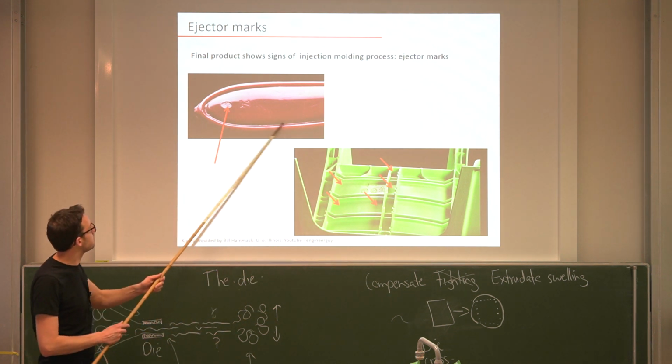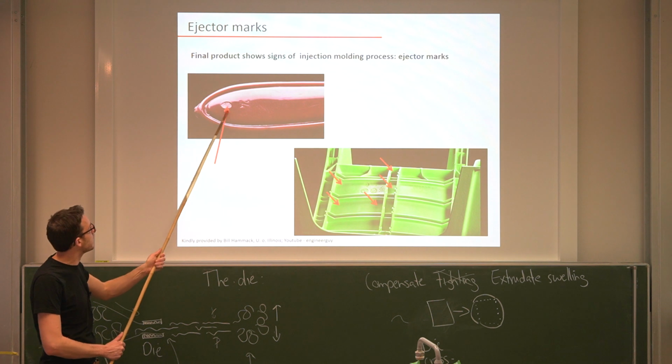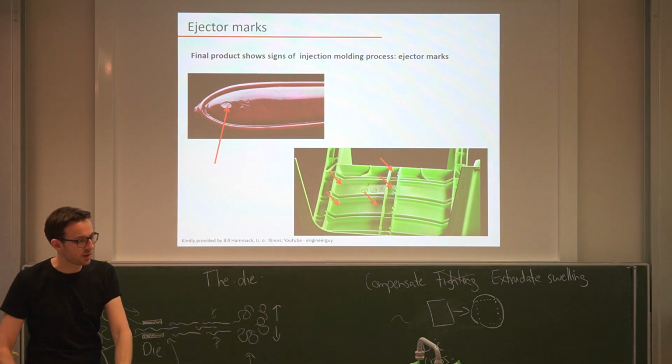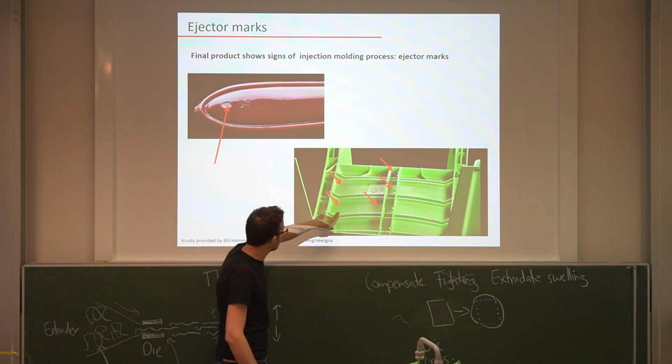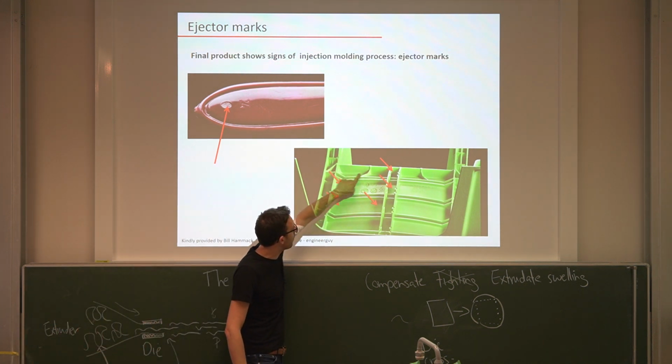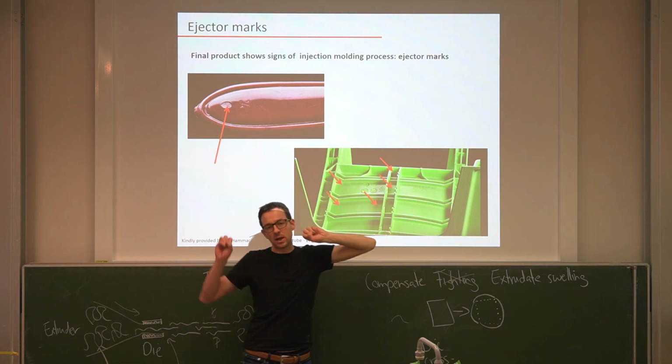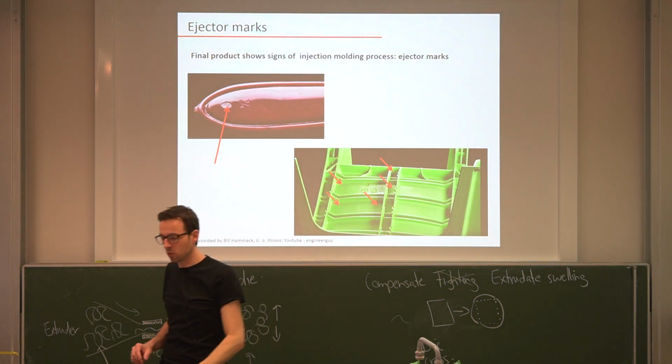So here you see in this very cheap toothbrush, this one here is an ejection mark. And here in the cheap garden chair, I'm not sure this is easily visible, but you see that you have these really big patches, 1, 2, 3, 4, and so on. Here is one as well, where you can see this garden chair has been pushed out.